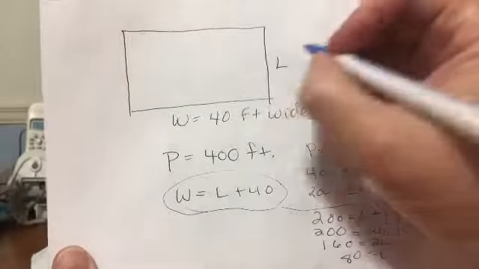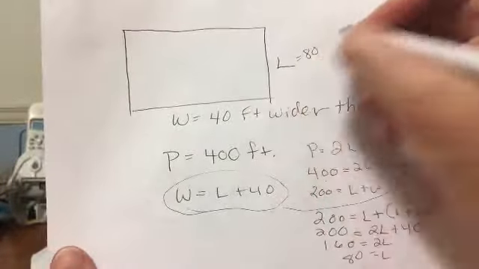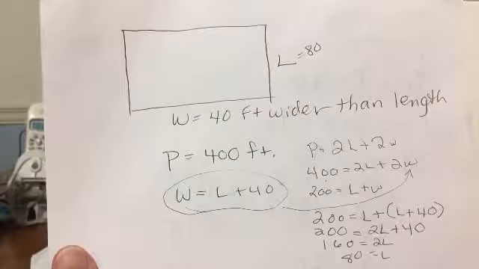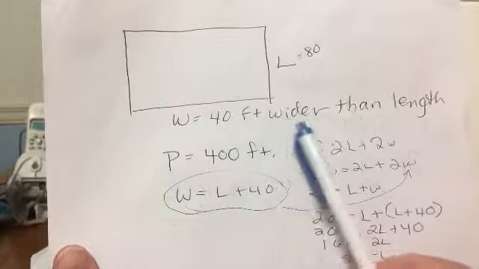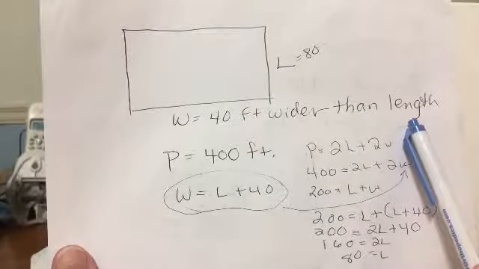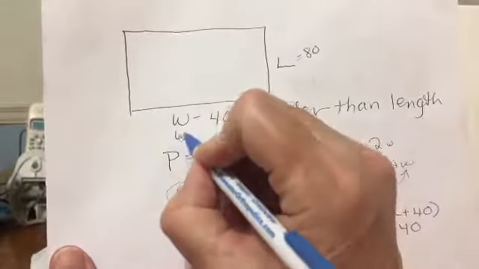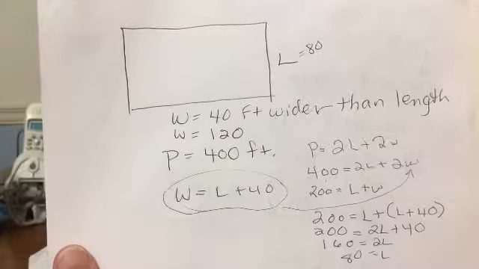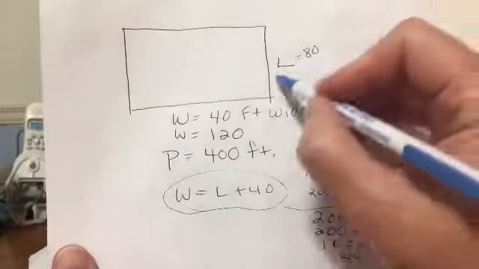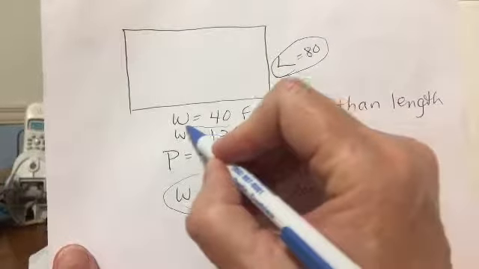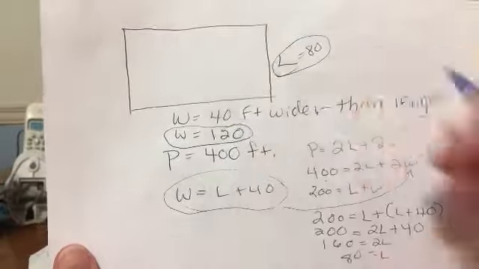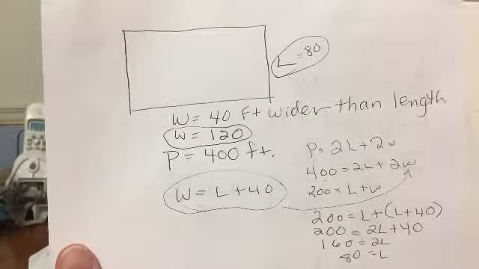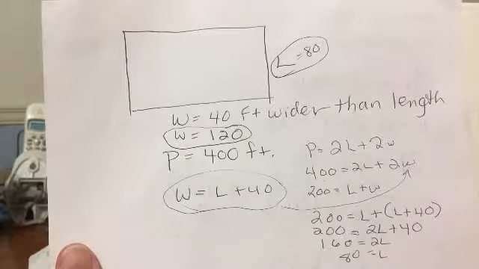Okay, so we can go up here and say L is 80. And then we can say, well, if L is 80, then the width was 40 feet wider than 80, which means the width will be 120. And then I should check to see if these two dimensions comply with all the regs of the problem here.